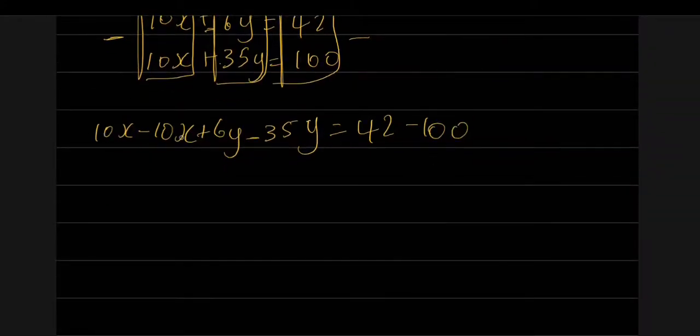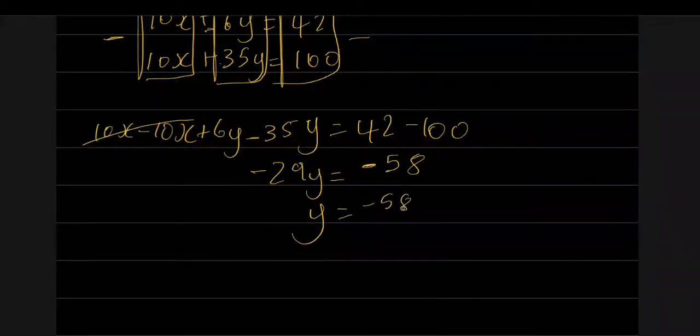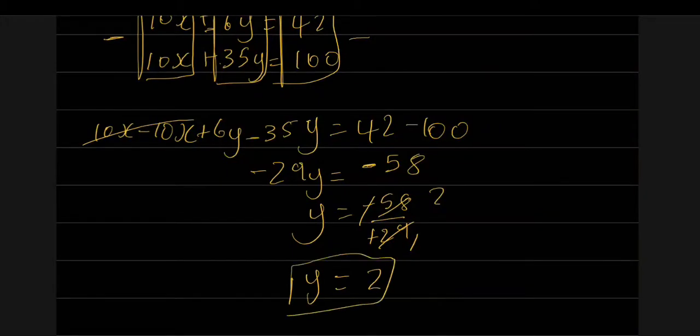When we subtract them, 10x from 10x cancels out and gives you 0. 6y minus 35y gives you negative 29y, and 42 subtract 100 gives you negative 58. To solve for y, we take over the negative 29, which is multiplying, so it becomes negative 58 divided by negative 29. 29 twos is 58, so we now have y is equal to 2. And that is the value for y.